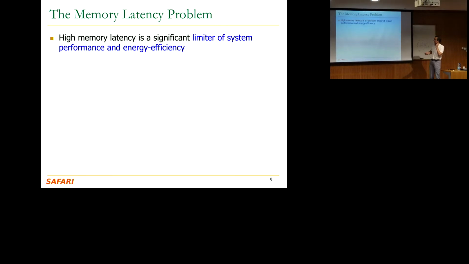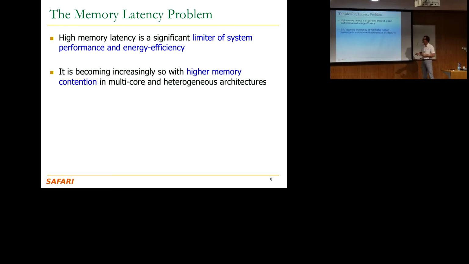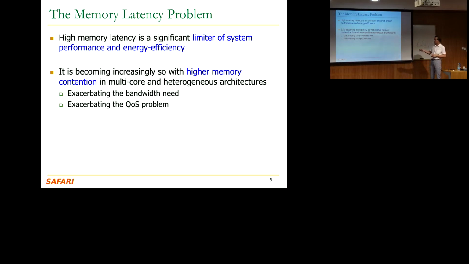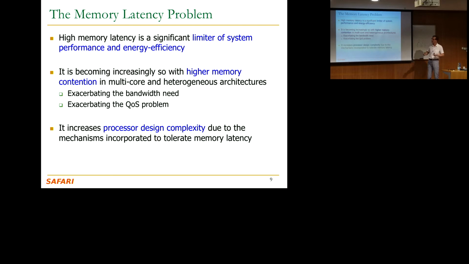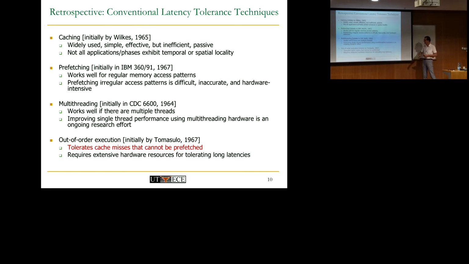Okay. So the memory latency problem. High memory latency is a significant limiter of system performance and energy efficiency. I think nobody can dispute that today. It's becoming increasingly so with higher memory contention in multi-core and heterogeneous architectures. Basically, the longer latencies you have are being exacerbated because of the contention. It's exacerbating the bandwidth need also. It's exacerbating the quality of service problem. So if you start with small memory latencies, contention will not happen, or will happen very little. And it also increases processor design complexity due to the mechanisms incorporated to tolerate memory latency. And there are many of these mechanisms. And actually, I've covered a lot of them during my PhD. This is a direct copy and paste from my dissertation slides.